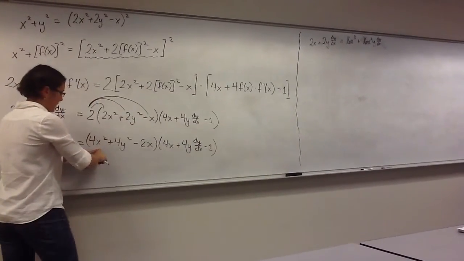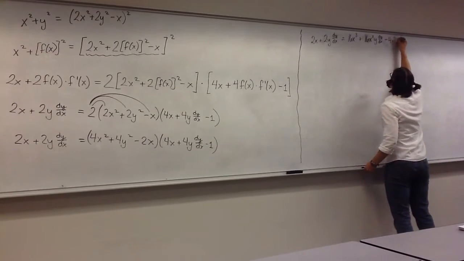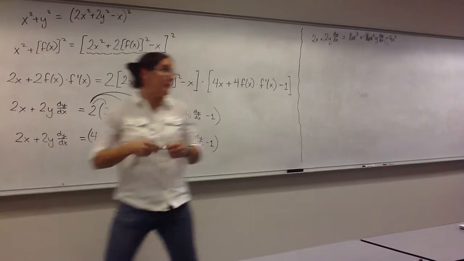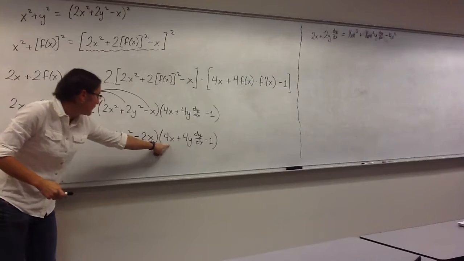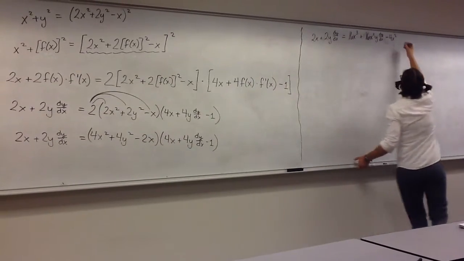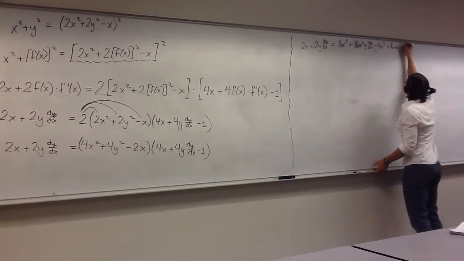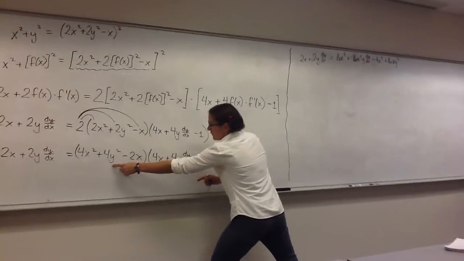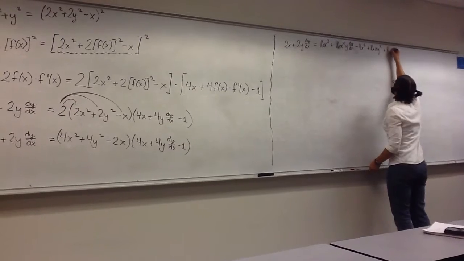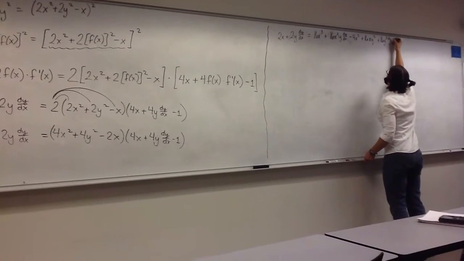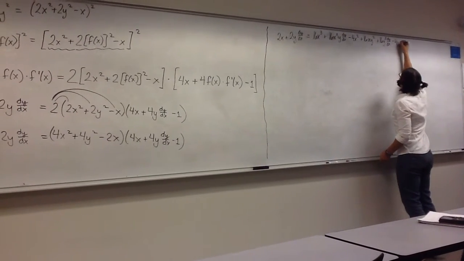And then I'm going to take 4x squared times a negative 1. So we have minus 4x squared. Okay, first term done. Now we'll go into our second term, 4y squared times 4x. So we have plus 16xy squared. 4y squared times 4y dy dx, plus 16y cubed dy over dx. And then minus 4y squared.